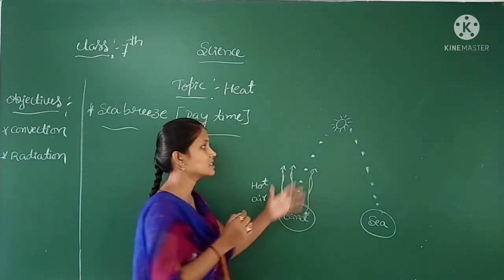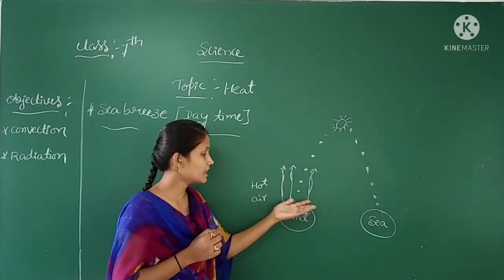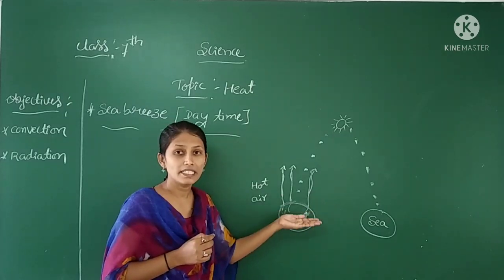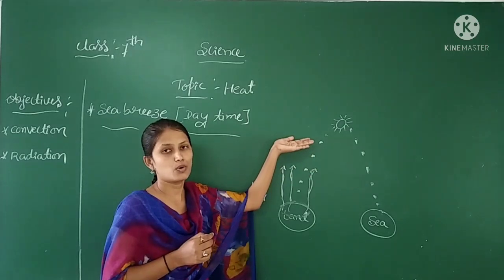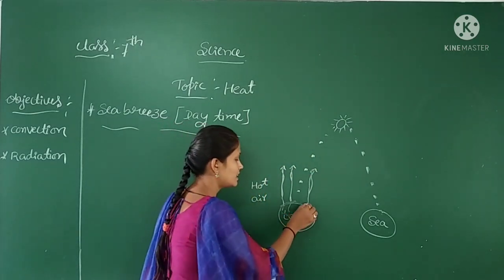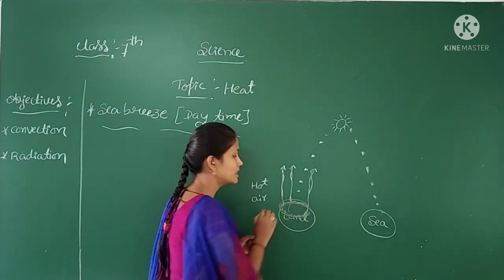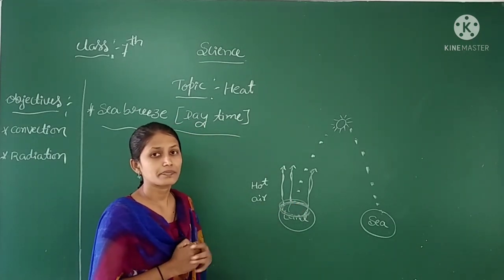By absorbing the heat energy from the sun, the air above the land heats up and rises. It moves upwards. Then an empty space is created here.